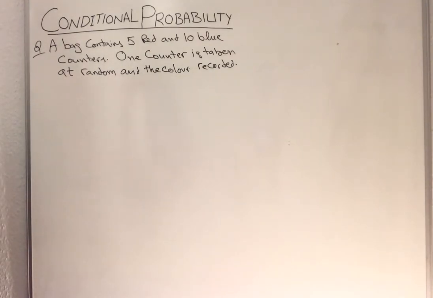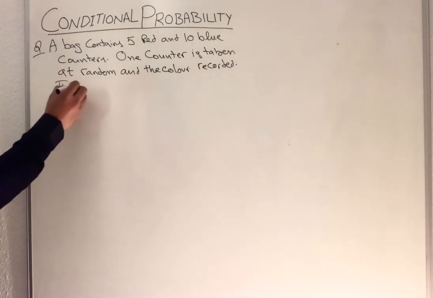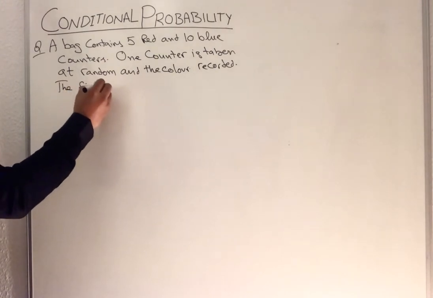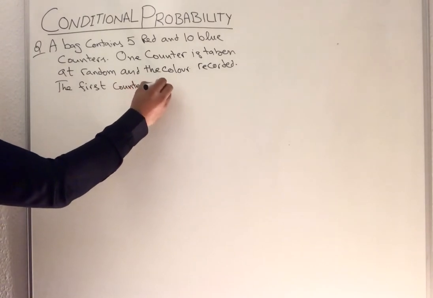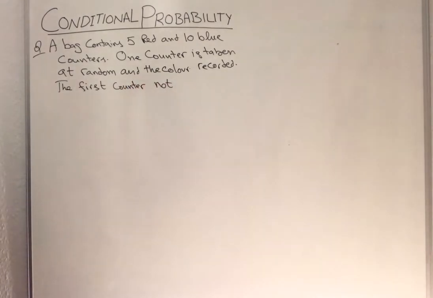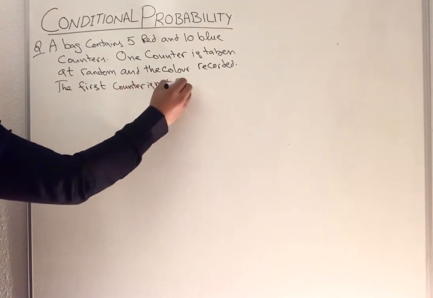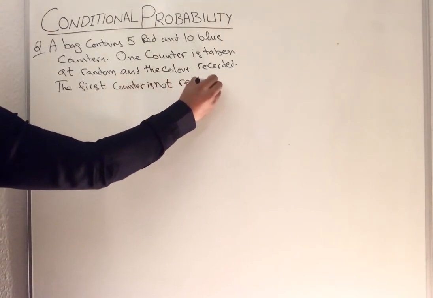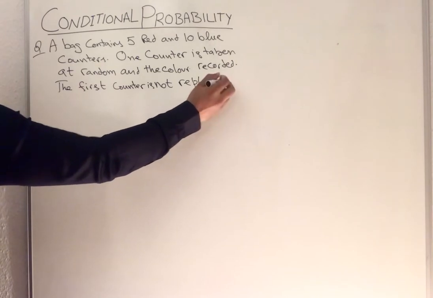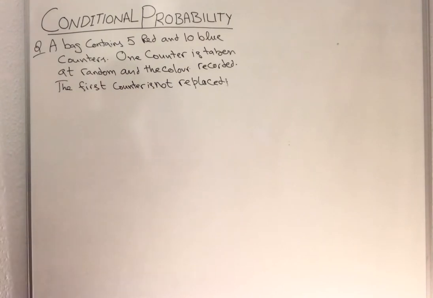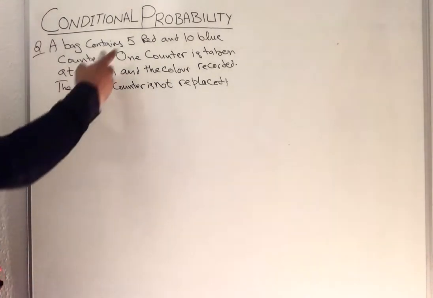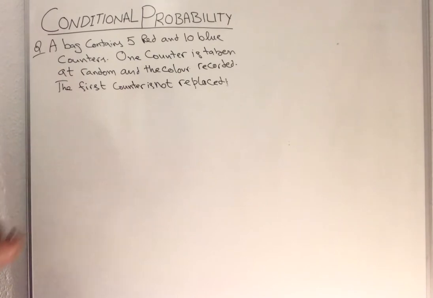So the first counter is not replaced. When you take the first counter, it is not replaced. This is the condition. Now they say the first counter is not replaced, that condition comes up if you select it. First I write down the whole question and then work it out.